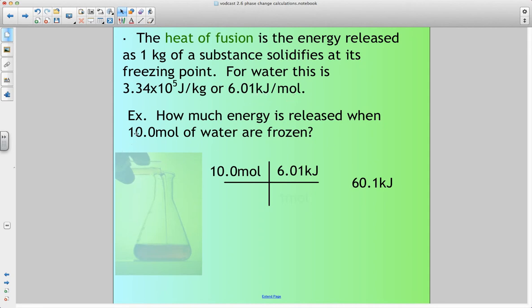So let's look at this example. How much energy is released when 10 moles of water are frozen? Since this is asking us for moles, we're going to use this conversion factor right here, 6.01 kilojoules per mole, so we can get these moles to cancel. These units do not match up with the other one, so we're going to use this conversion factor. Okay, so we're going to take the 10 moles, which is what our given was. We're going to put the 6.01 kilojoules up above per mole down below. And once we do that, these moles will cancel out, and we're going to be left with 60.1 kilojoules. That's how much energy is released for this heat of fusion problem.